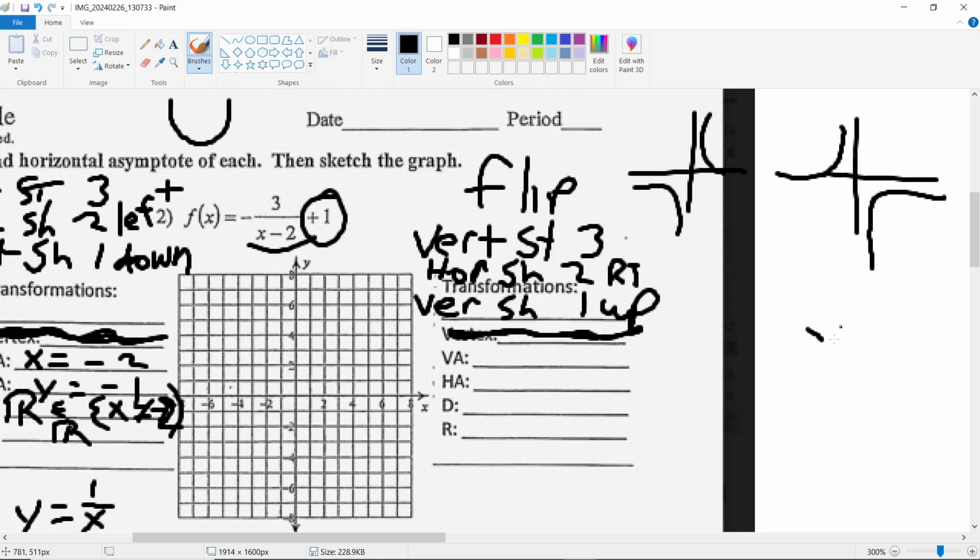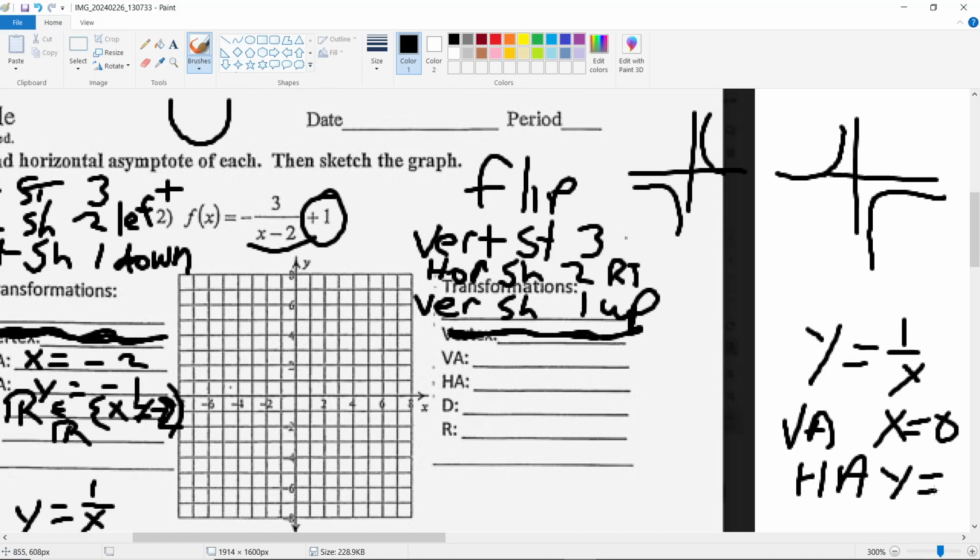Remember, for the parent function, y equals 1 over x, the vertical asymptote is x equals 0. The horizontal asymptote is y equals 0. And these just shift them. So I shifted it 2 to the right. So the vertical asymptote is going to be x equals 2. So normally x equals 0. It goes 2 to the right, x equals 2. That's because of that x minus 2, the minus 2 part. Horizontal asymptote usually is y equals 0. And now it's shifted up 1, so it's y equals 1.